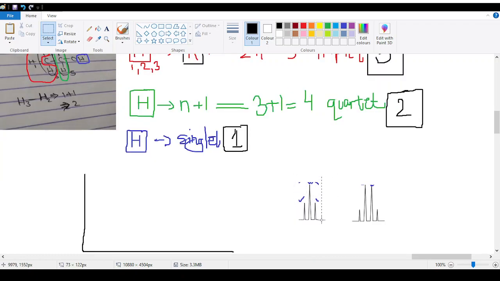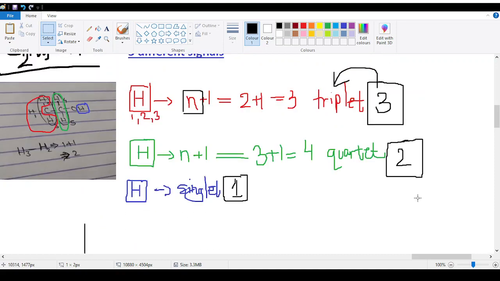So triplet, let's put the triplet first. Let's say the triplet is here, and then you have the quartet. Between the triplet and quartet, which peak will be bigger, which signal will be bigger? Triplet or quartet? Check the number of hydrogen that's responsible for that signal, and then we can decide. Triplet is due to 3 hydrogen, quartet is due to 2 hydrogen, and singlet is due to 1 hydrogen.